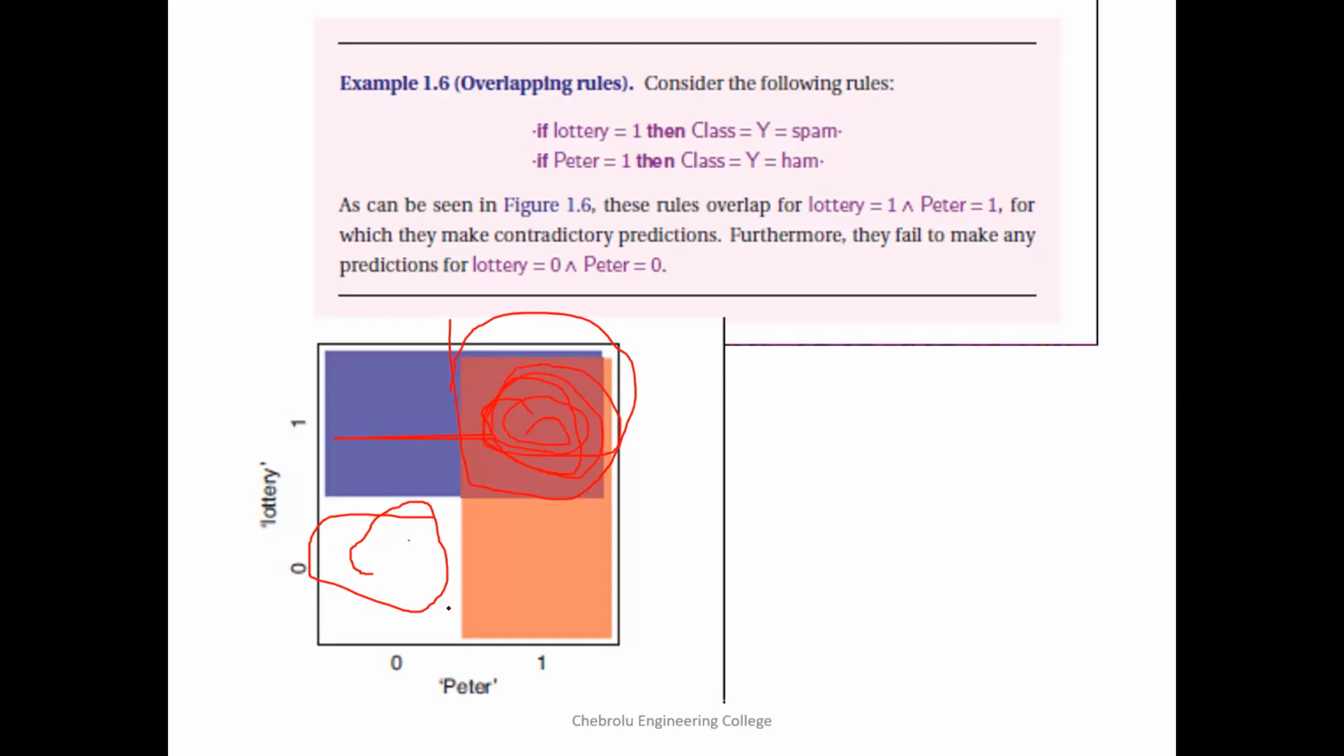And similarly, inconsistency is there. If lottery is 0 and Peter is 0, there is some inconsistency. So this is called no rule based.